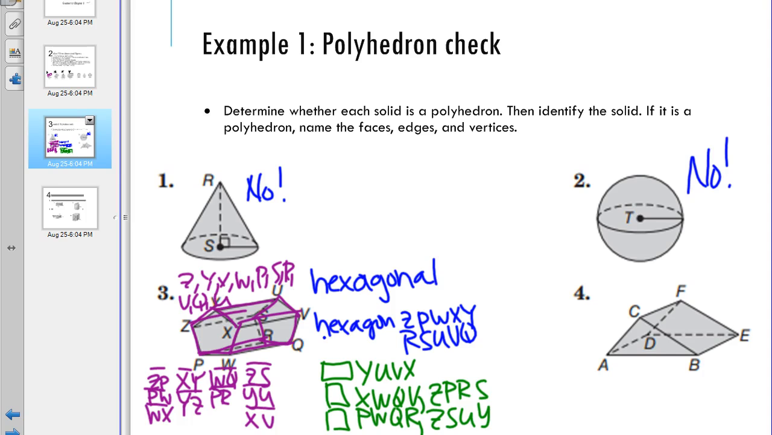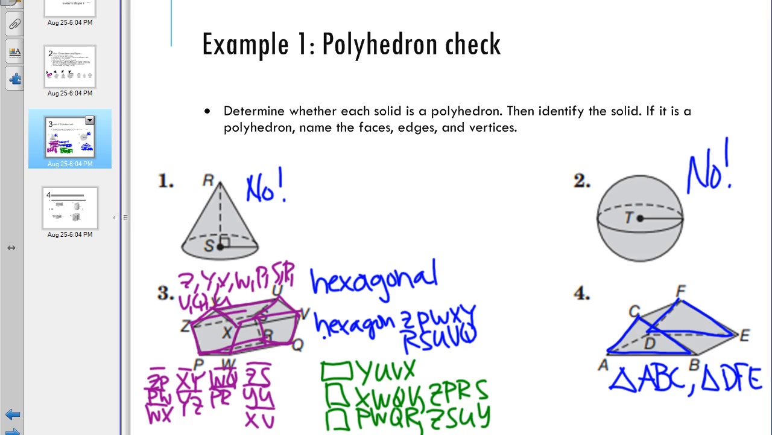Got them. All right, number 4, doing the same thing. What's the name of number 4? Triangular prism. The base is a triangle and it is a prism. So there's my base. I know that it is because there's the congruent face on the back side. So I can name these faces triangle ABC, triangle DFE.